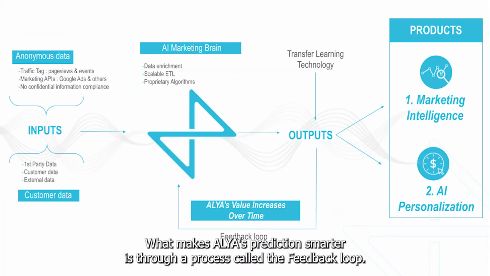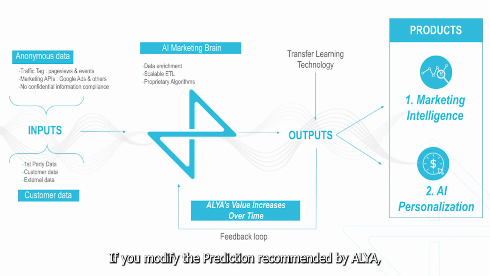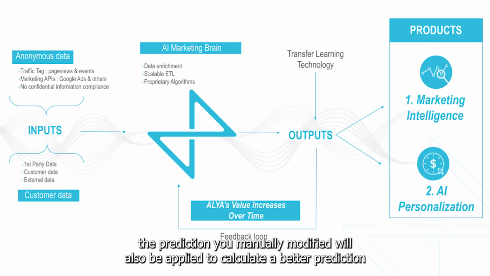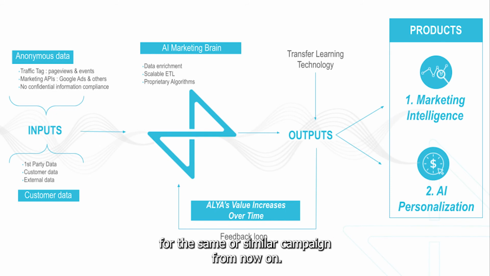What makes Alya's prediction smarter is a process called the feedback loop. If you modify the prediction recommended by Alya, Alya will learn it as a better prediction, and then through the feedback loop process, the prediction you manually modified will also be applied to calculate a better prediction for the same or similar campaign from now on. So feel free to use the prediction modifier.